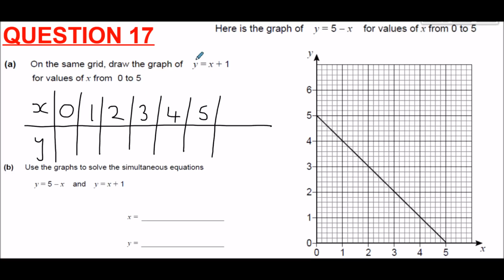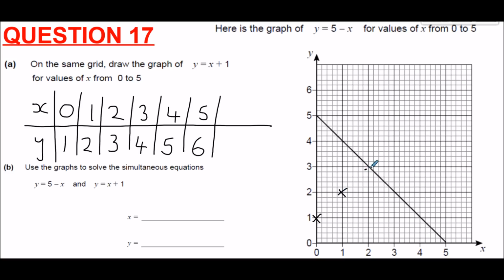What it says here is that y is x plus 1. So whatever x is, we just add 1 to it, and that tells us what y will be. For each of these values of x, we're just going to add 1 to them. 0 plus 1 is 1, 1 plus 1 is 2, 2 plus 1 is 3, and so on. These are our coordinates. So x is 0, y is 1. X is 1, y is 2.